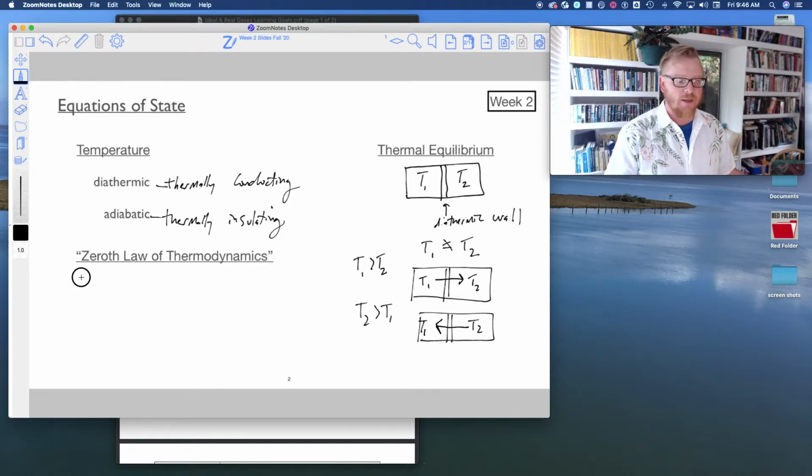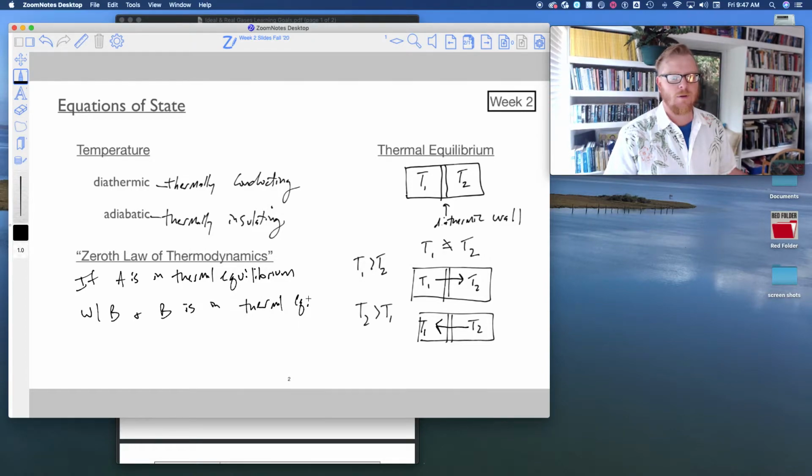Okay, so let's write that down. If A is in thermal equilibrium with B, and B is in thermal equilibrium with C, then of course A is in equilibrium with C.